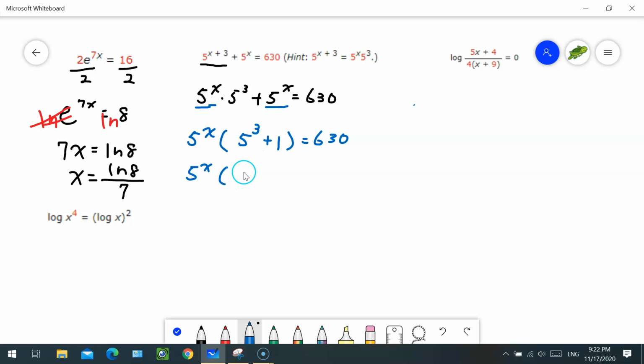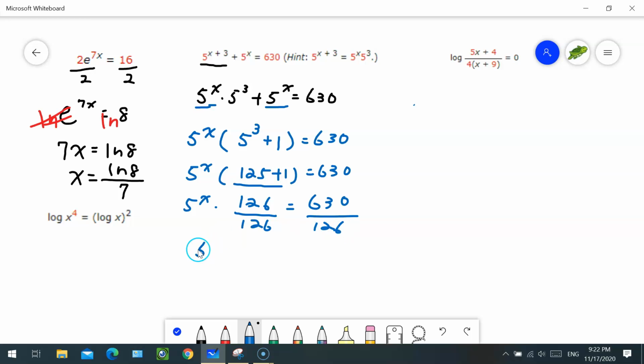5 to the power 3 is 125 plus 1. So these two numbers turn to 126 equals 630. So now we divide by 126 on both sides. It gives us 5 to the power x equals 5. Now, since we have 5 to the power x equal 5, I can rewrite the 5 as 5 to the power 1. So x, the solution, is equal to 1.